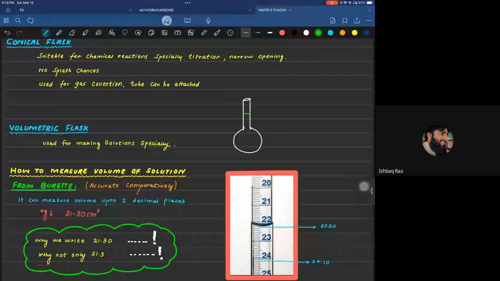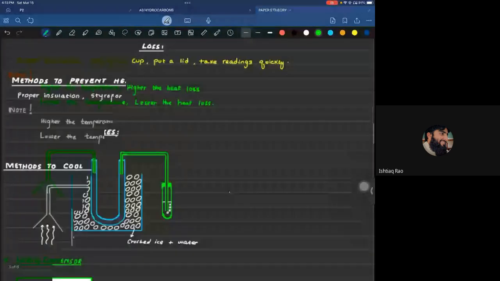Or let's suppose I'm saying that you have to prepare, listen very carefully, 250 cm cube of HCl solution having 0.1 mole per dm cube concentration. Okay, 0.1 mole per dm cube concentration, right?